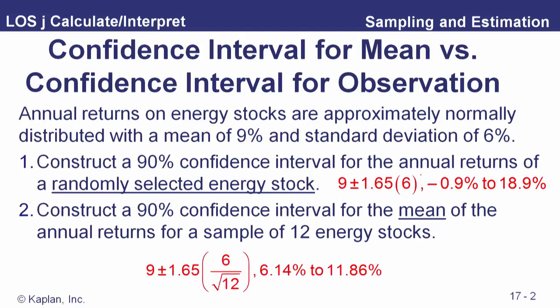So now let's look at that one. Well, our reliability factor for a 90% confidence interval is still the same, 1.65. The mean's still the same. What's different is we're going to use that standard error there instead of the standard deviation. So we divide 6 by the square root of 12, and you see we get quite a bit narrower confidence interval for the mean of 12 than we do for a single observation. So when the mean is involved in this test or this confidence interval, that's when you want to use the standard error.